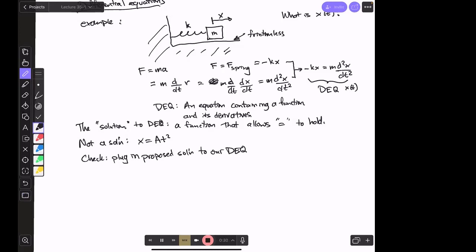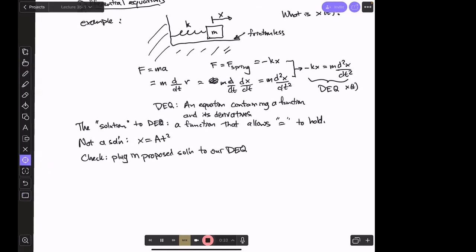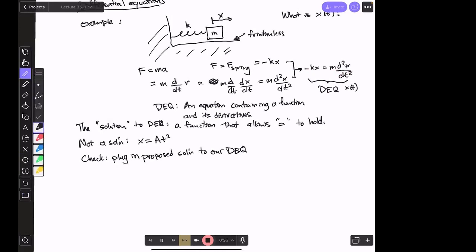So we're going to plug it into this differential equation, minus kx equals m d squared x by dt squared. So minus k times x, which is at squared, equals, and I'll put a question mark over it because that's what we're checking, m times d squared by dt squared of at squared. Now, the a is just a constant, so I can pull that out of the derivative. So this is ma d squared by dt squared of t squared.